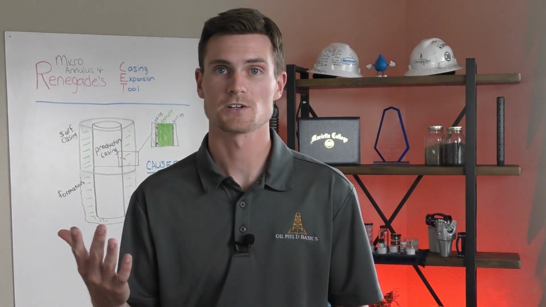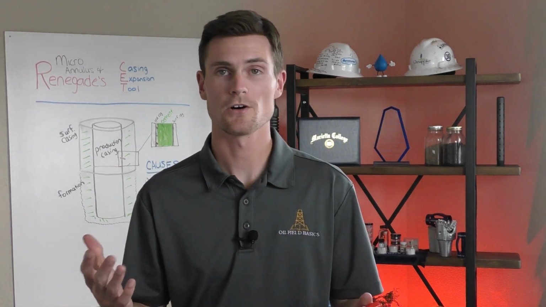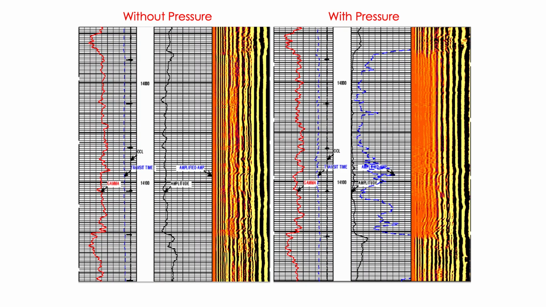Now you might be asking yourselves, how on earth do we know if we have a microannulus in a well, besides the surface casing pressure that we would see at surface, right? We run what's called a cement bond log. It's a wireline log, you run it, you get it back, and here's a sample of it provided by Renegade.